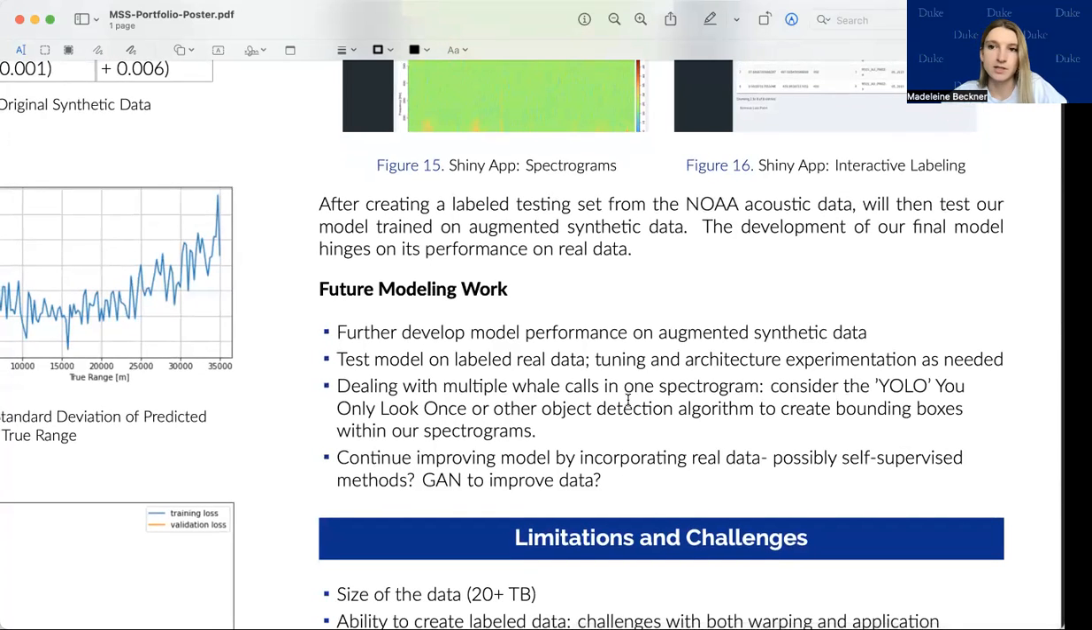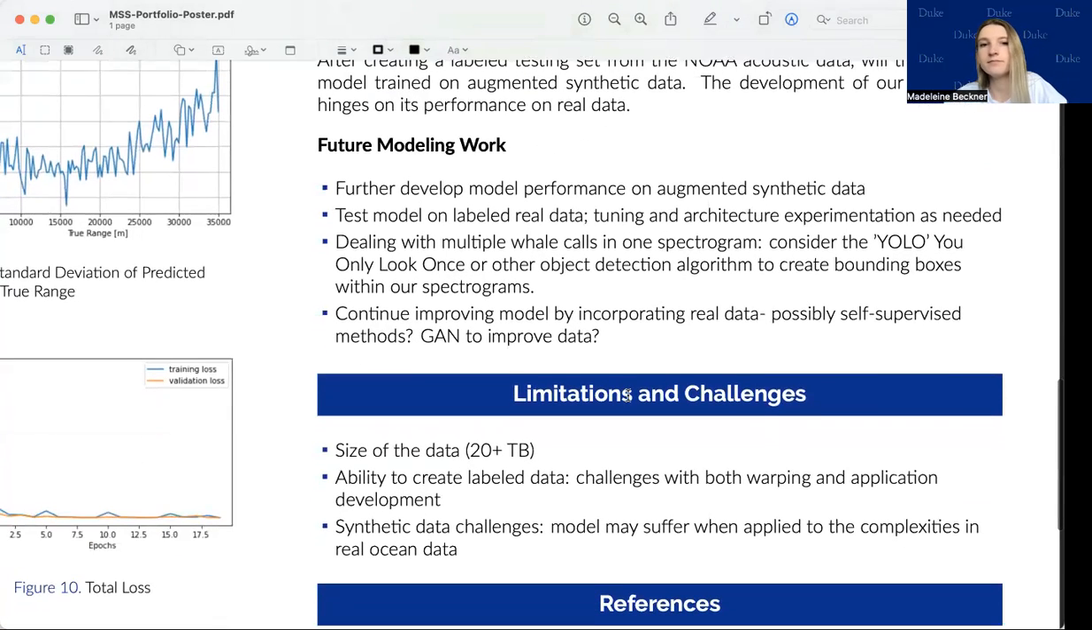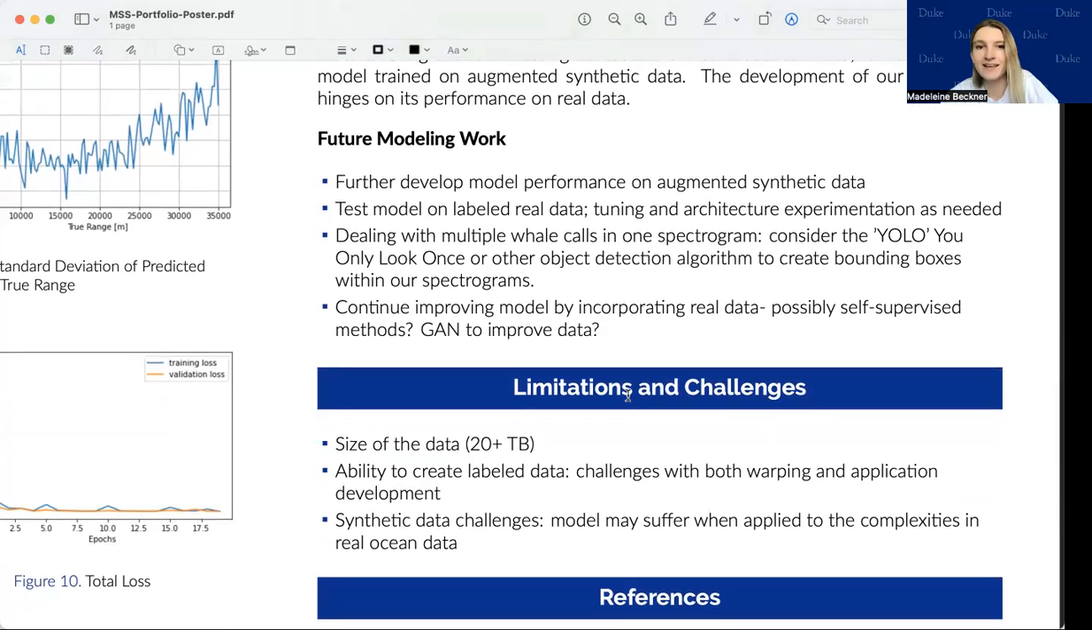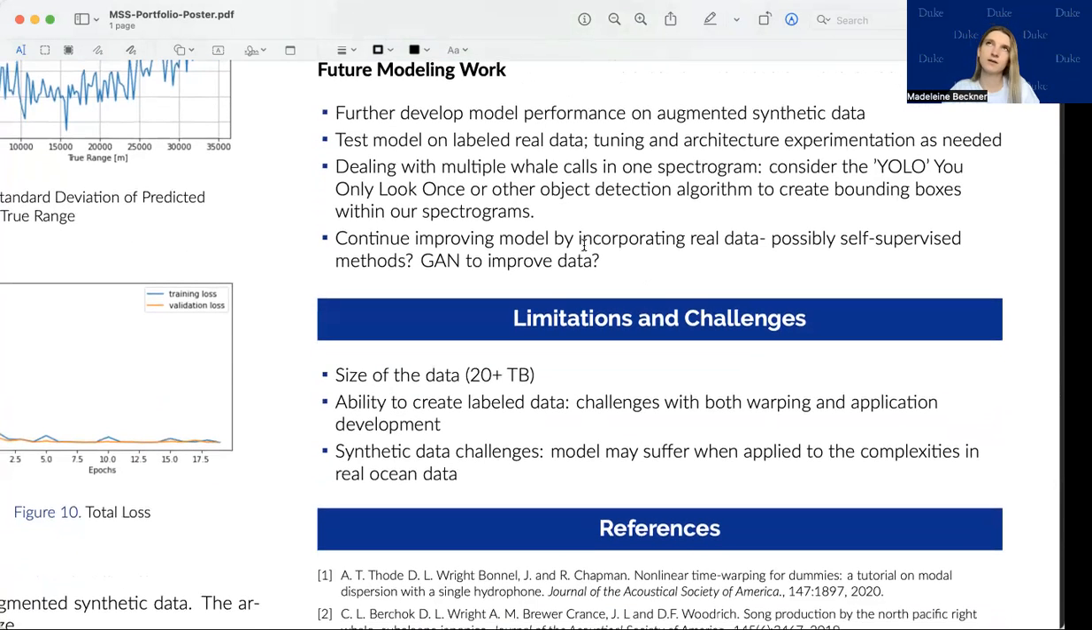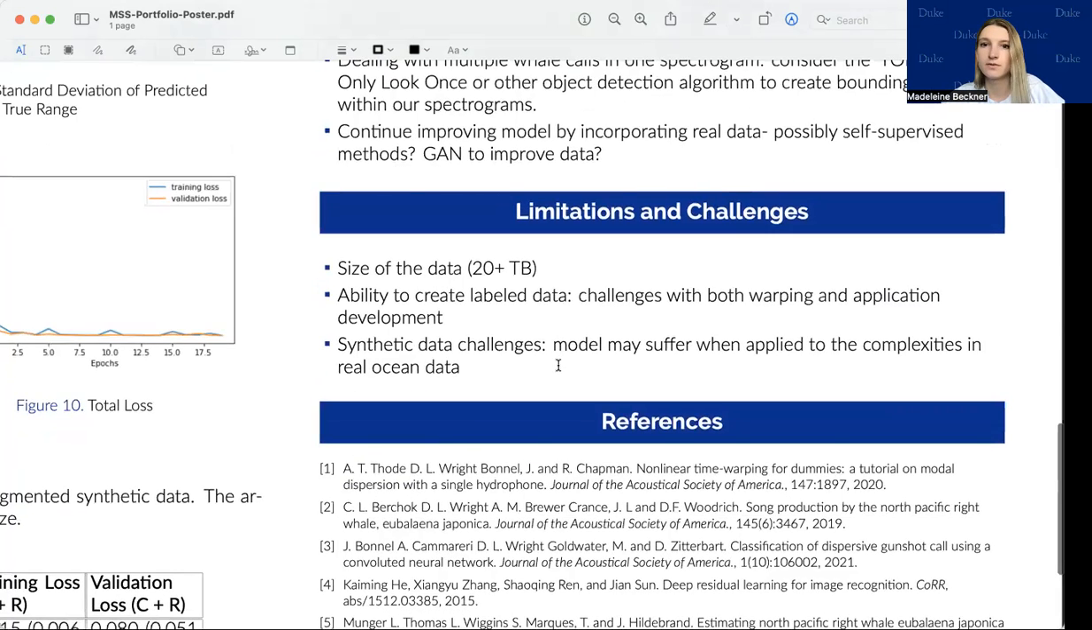So after we have all the spectrograms from the label data, we will test that and develop the model as needed. So our future modeling work, besides what I have been saying, is tuning, architecture experimentation on the real data set, as well as the issue of dealing with multiple whale calls. So we may want to incorporate an object detection algorithm such as YOLO to create bounding boxes within the spectrograms. Additionally, we would also like to experiment with self-supervised or unsupervised methods in order to see the types of calls that naturally split from the algorithm.